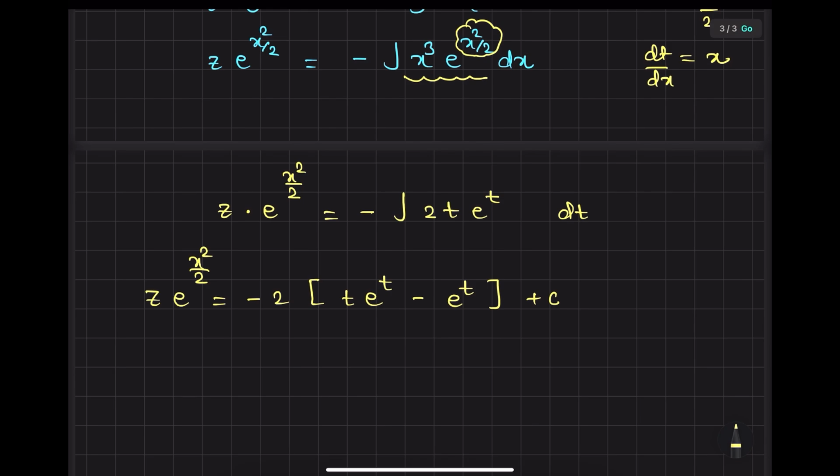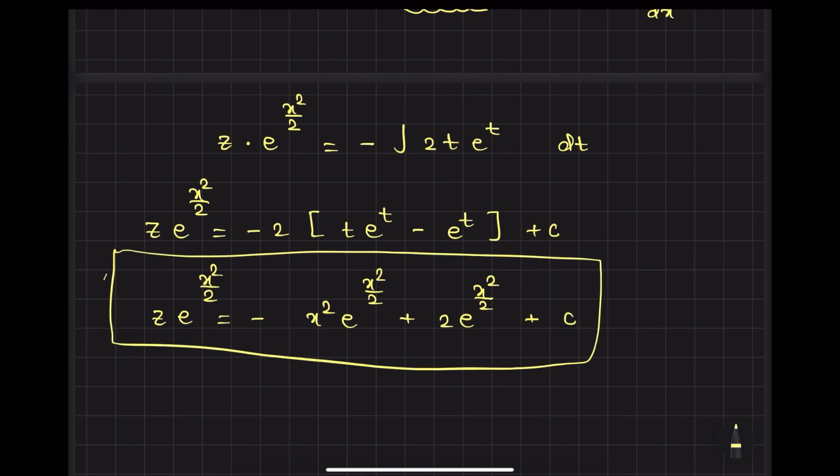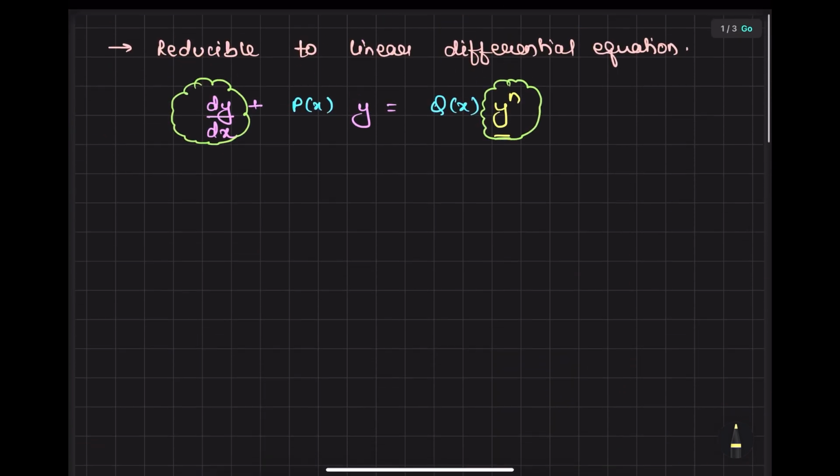Let's replace t with x square by 2, so z e power x square by 2 is equal to minus 2 times x square by 2, so 2 gone, e power x square by 2 plus 2 times e power x square by 2. Okay, plus integration constant c. So this is your function. I hope the idea is clear and you guys can handle similar situations.